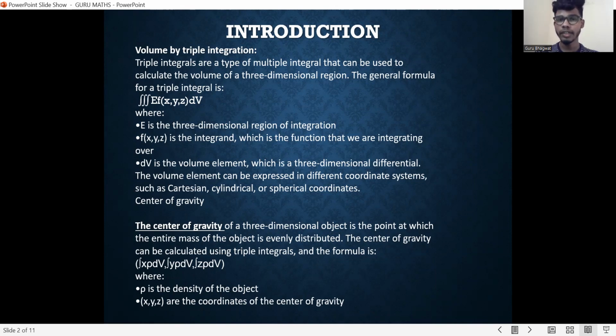Let's move on to the center of gravity. The center of gravity of a three-dimensional object is the point at which the entire mass of the object is evenly distributed. The center of gravity can be calculated using triple integrals. The formula is the integral of x rho dV, the integral of y rho dV, and the integral of z rho dV. Here rho is the density of the object, and x, y, z are the coordinates of the center of gravity.